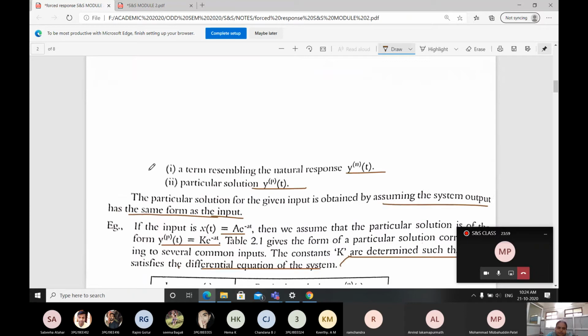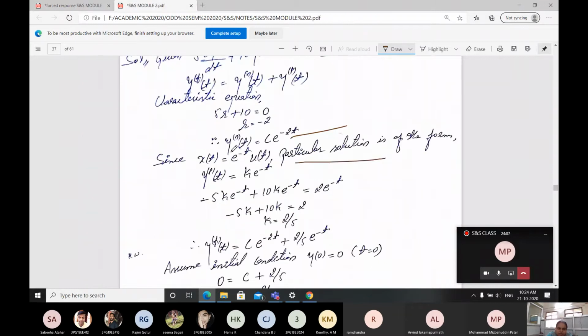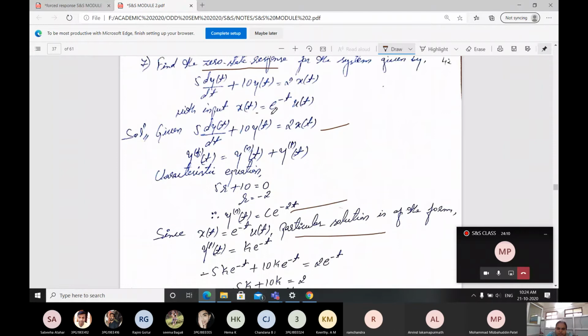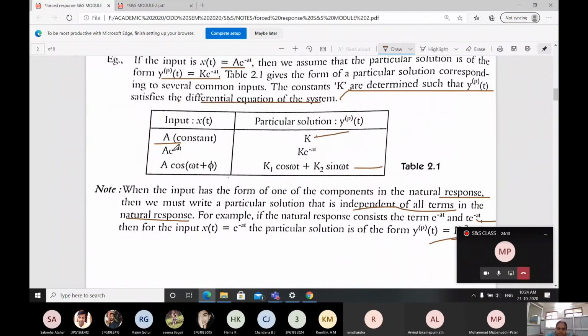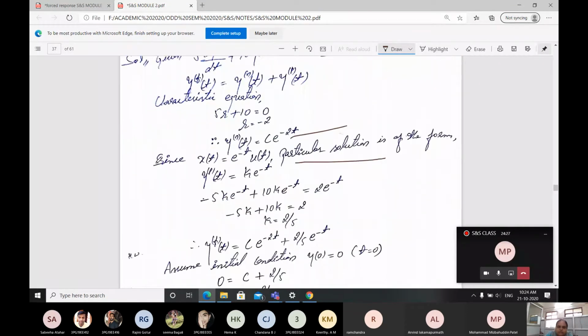Observe here, just remember the table. In the previous case it was taken as k only, but the input given in this problem, x(t), is e raised to minus t u(t), that is e raised to minus at, where a may be any value, right? For that reason, here in e raised to minus t u(t), a is going to be 1. Therefore the particular solution is going to be taken as k times e raised to minus t. Then we have to substitute this in the given equation.